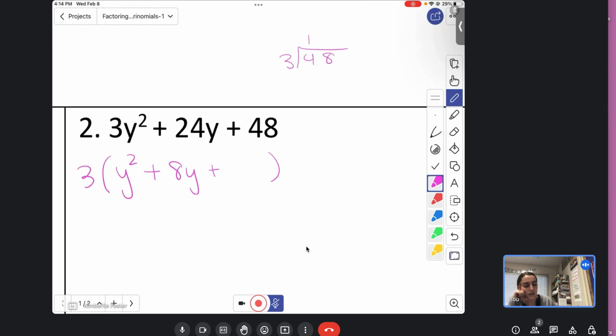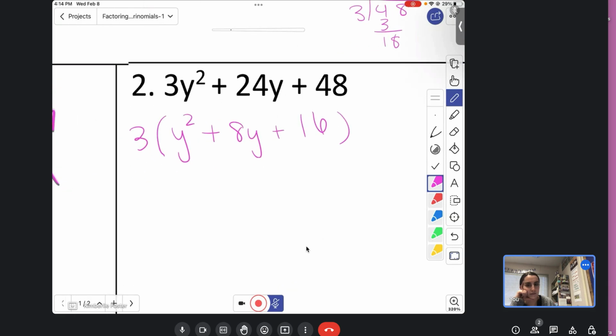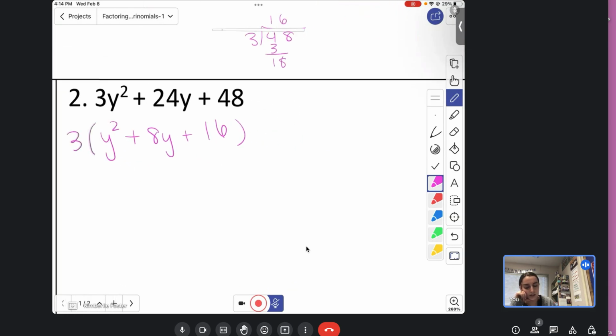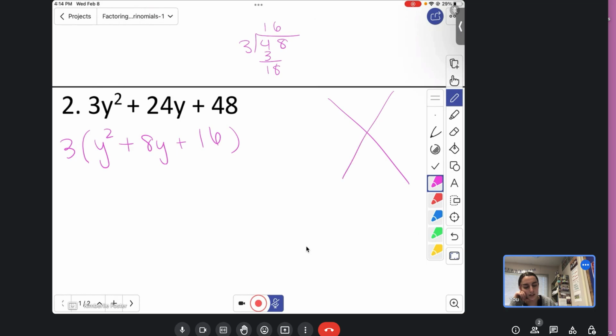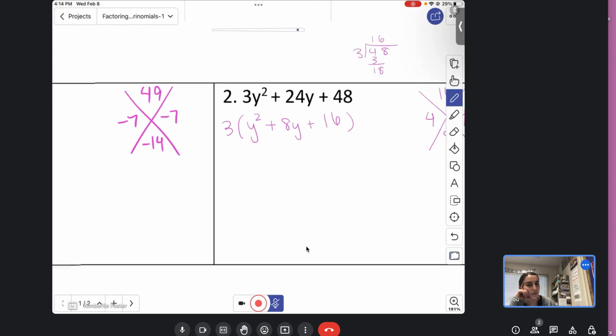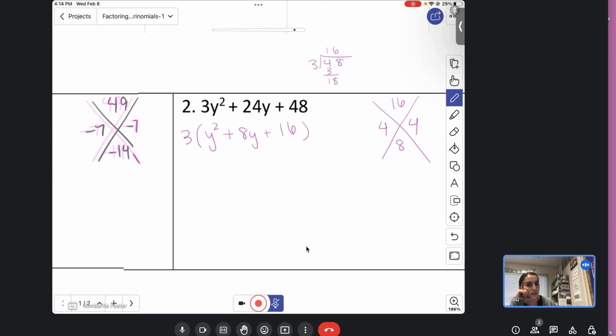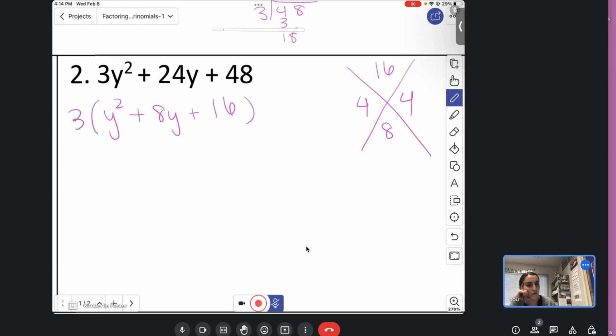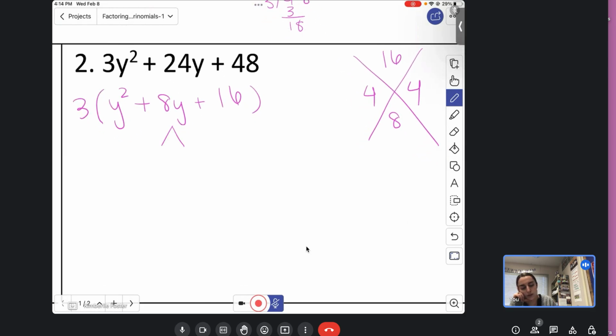3 goes into 4 one time. 3 goes into 18 6 times. So that's going to be 16. Okay. Now, when I make my x factor, a times c is 16 and b is 8. All right, with perfect square trinomials, the 2 numbers that we find actually end up being the same. Notice the last one was negative 7 and negative 7. This one is 4 times 4. All right, so we're going to break this up, 4y and 4y.